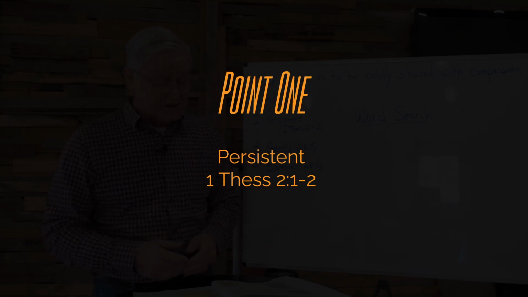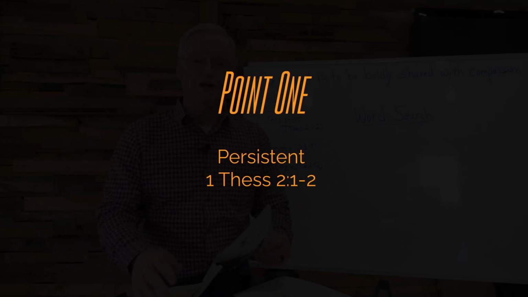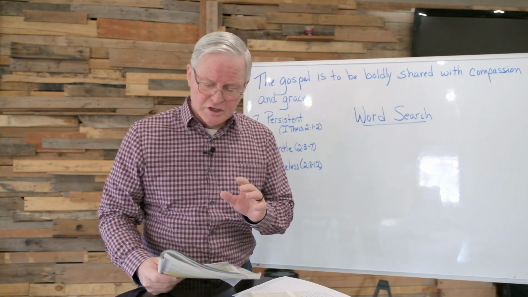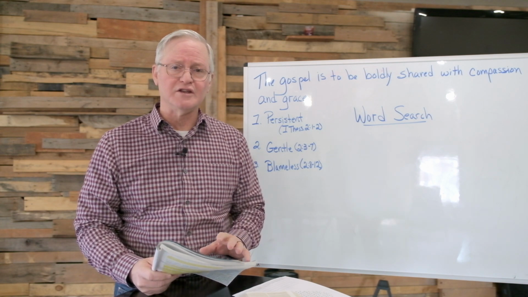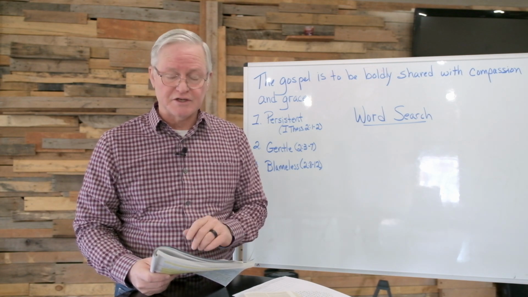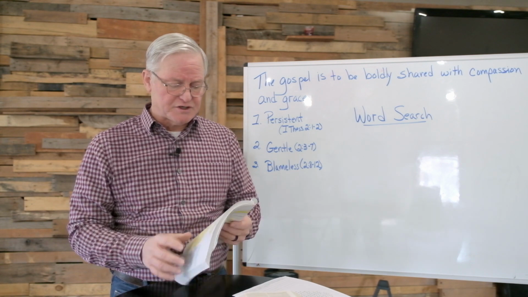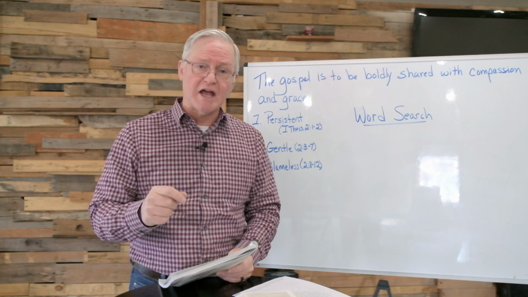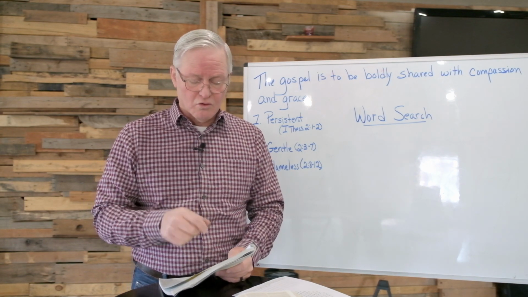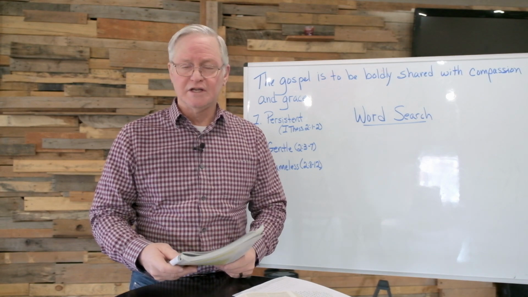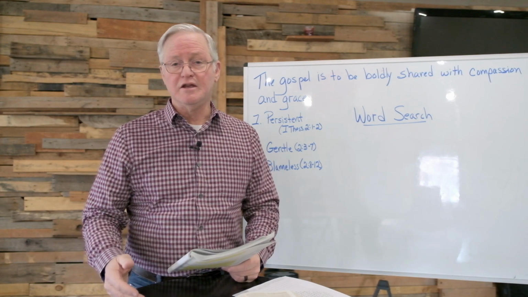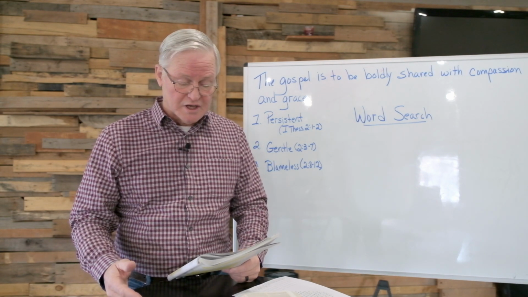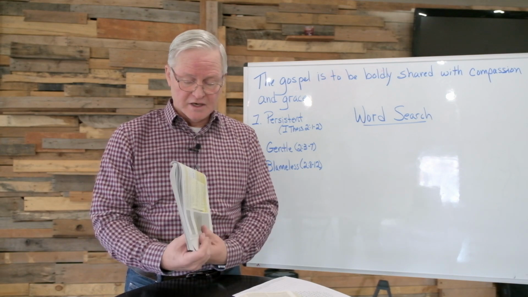Our first point in this lesson is persistent. 1 Thessalonians chapter 2, verses 1 and 2. For the gospel to be shared with compassion and grace, it will require persistence. The definition of persistence is to go on resolutely or stubbornly in spite of opposition, trouble, or warning. And so Paul is giving evidence that this is the way he went about sharing the gospel. Even when there was trouble, even when there was opposition, he was persistent in that. Now let's read the verses together.